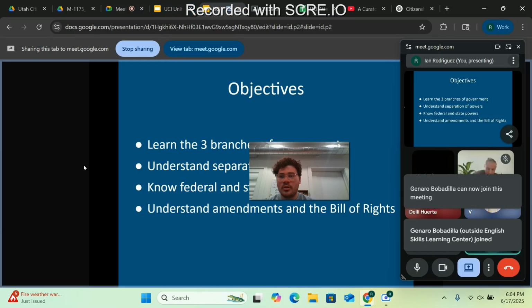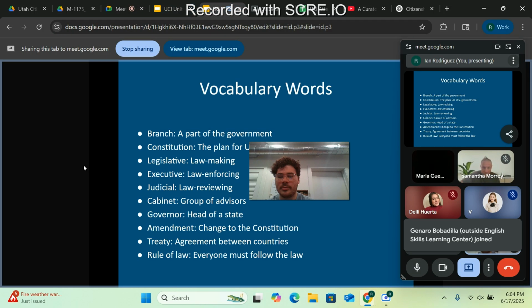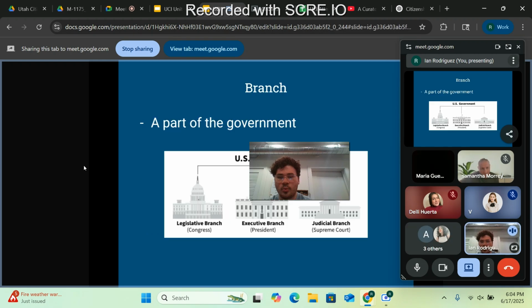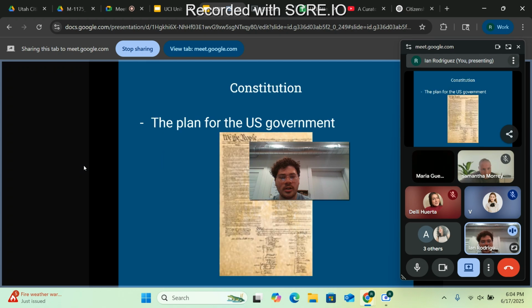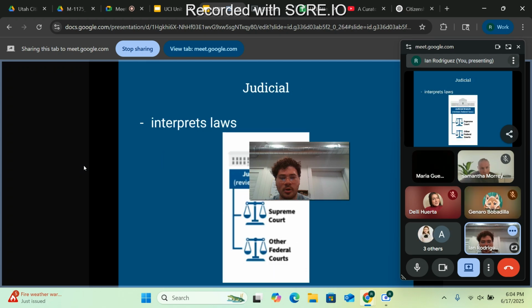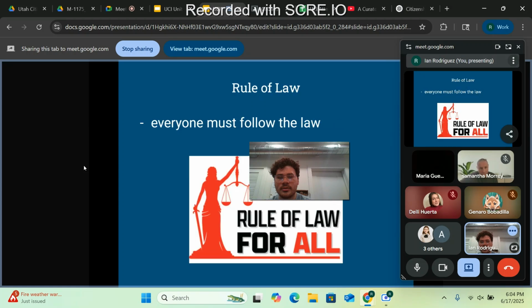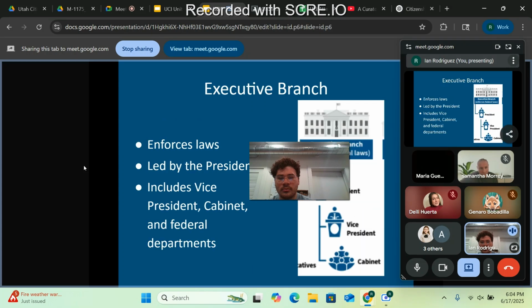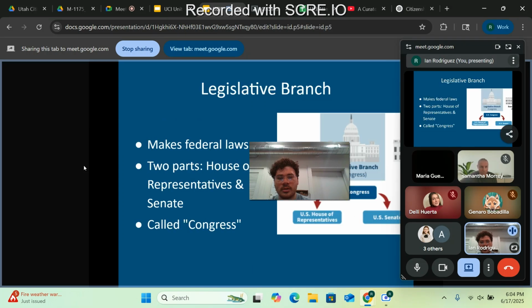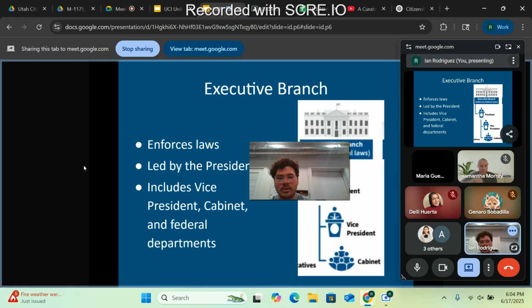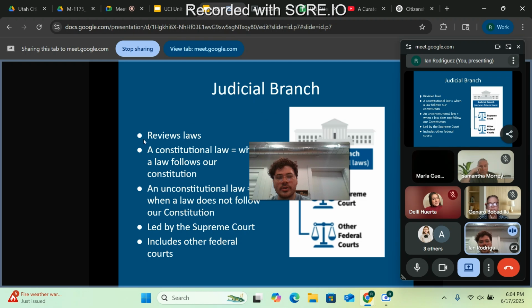So this is from Thursday. These are the objectives. We had our vocabulary words as well. We had our branches of government that we talked about, three different branches or parts of government. And we went through all of these branches. We talked about the legislative branch that makes federal laws, the executive branch that enforces federal laws, and the judicial branch that reviews federal laws, or in some cases, state laws. They review laws. Those are the three different branches of government.